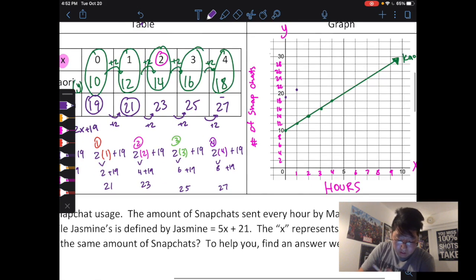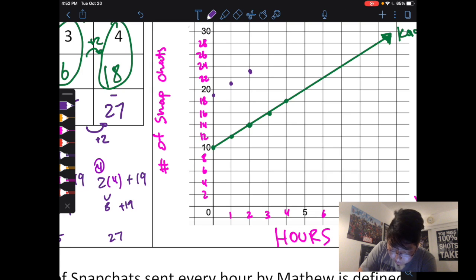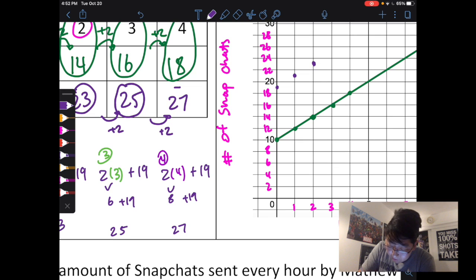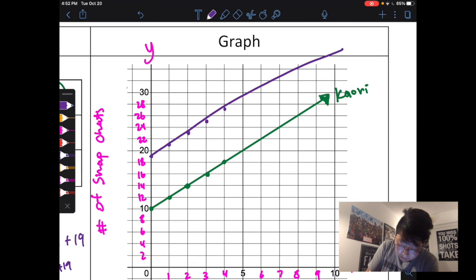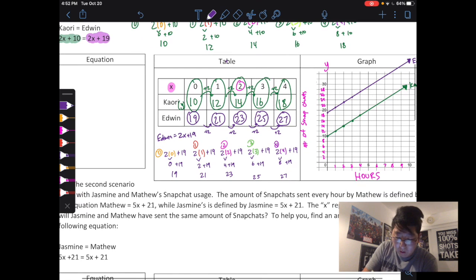Let's keep going. In 2 hours, it's going to be 23. It's going to be in between 22 and 24. In 3 hours, it's going to be 25. And in 4 hours, it's going to be 27. All right, so we also have a line here. And notice that they're growing at the same rate. So this is Edwin. So they're both growing at the same rate. Remember how they're both growing by 2, growing by 2, growing by 2, growing by 2, right?